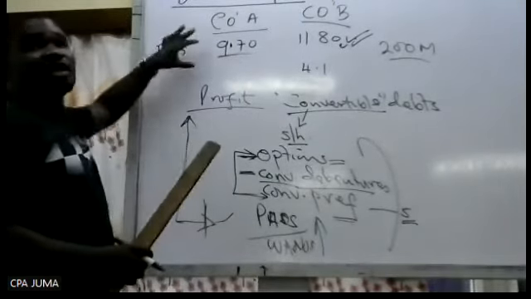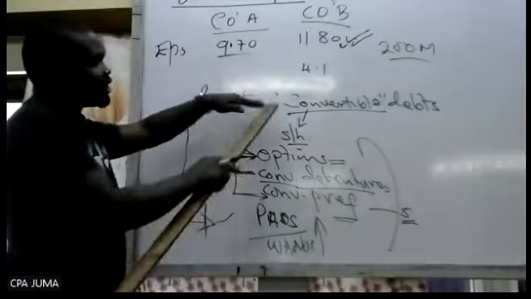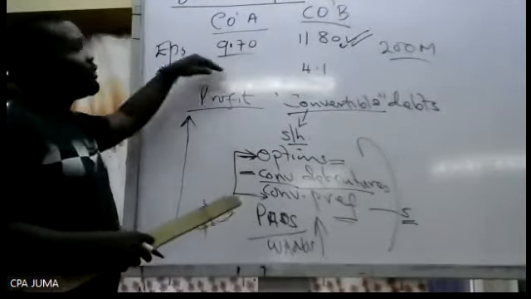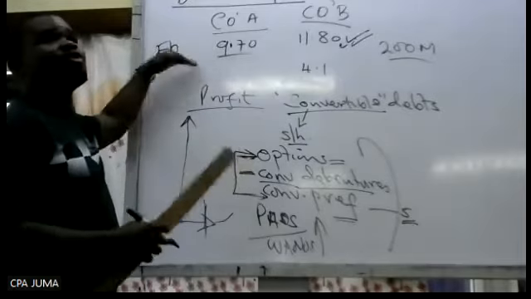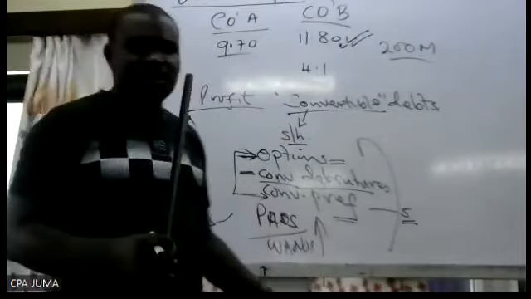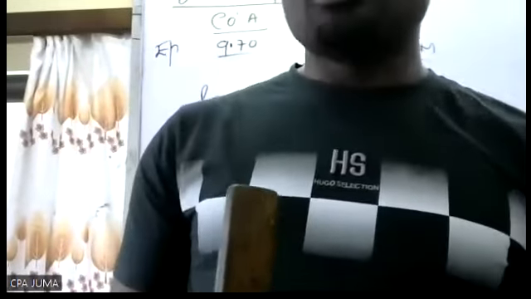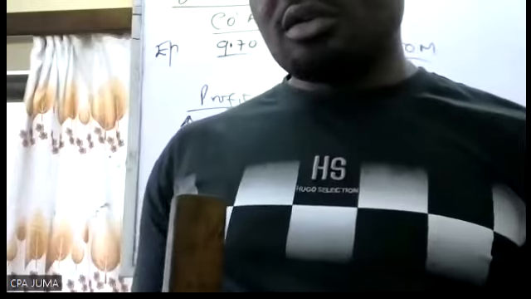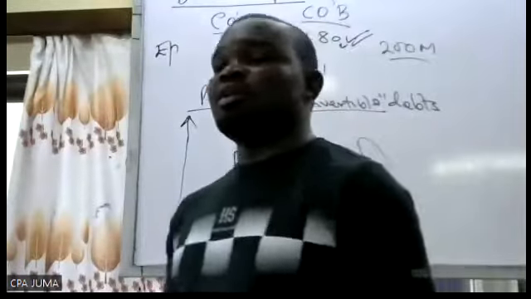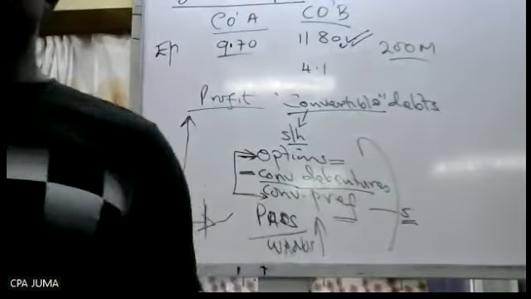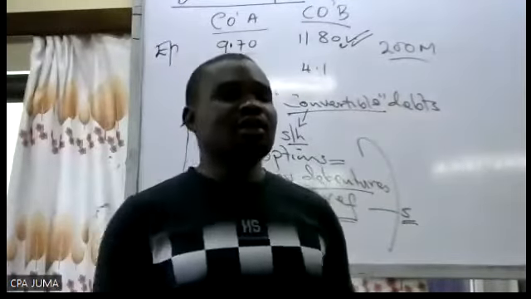So diluted EPS will arise when convertible securities have been converted into ordinary shares. So it's normally computed on the assumption of what happens if they join. So let us have some small write-ups. Let's write and say EPS is said to be diluted.